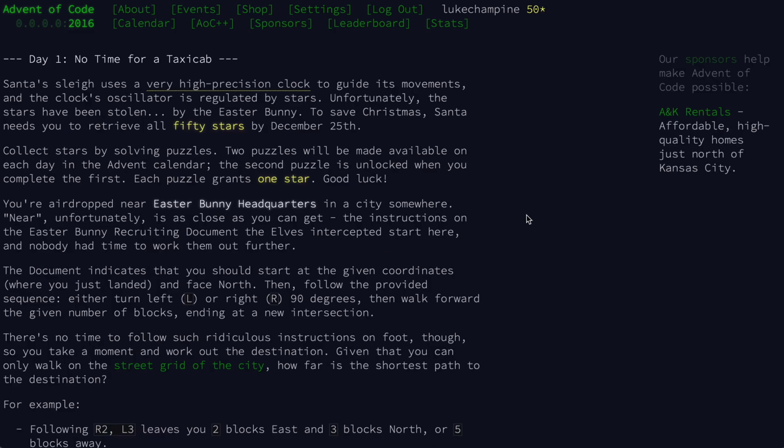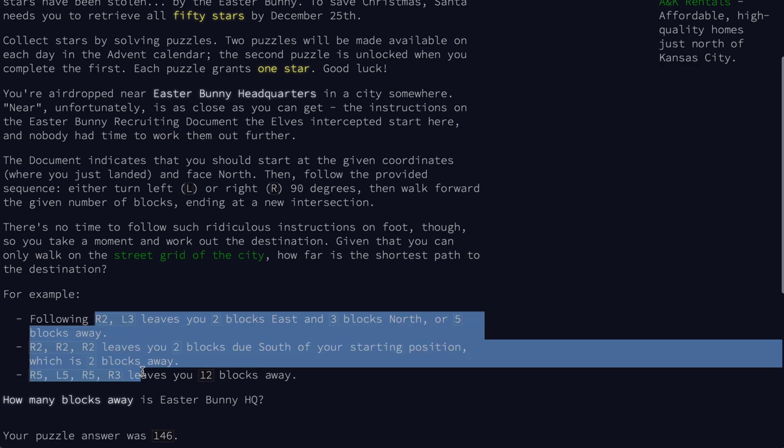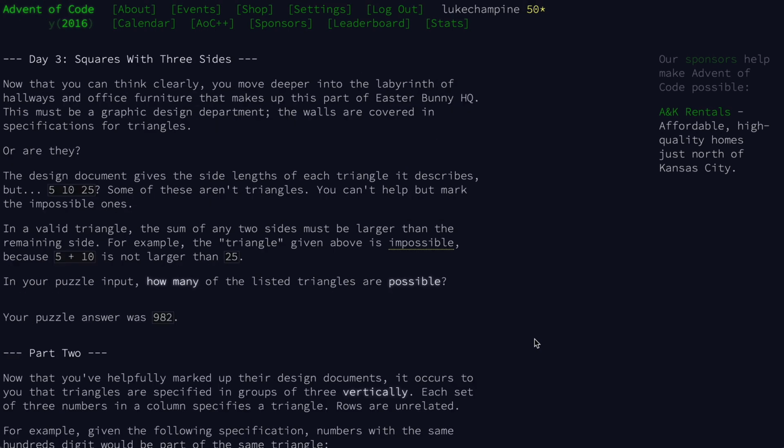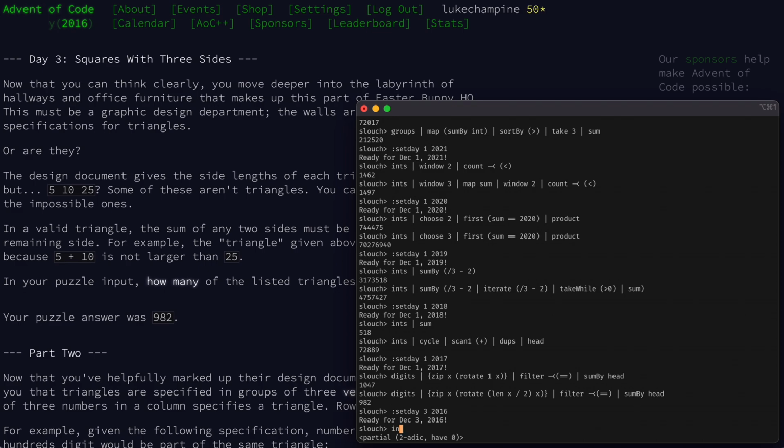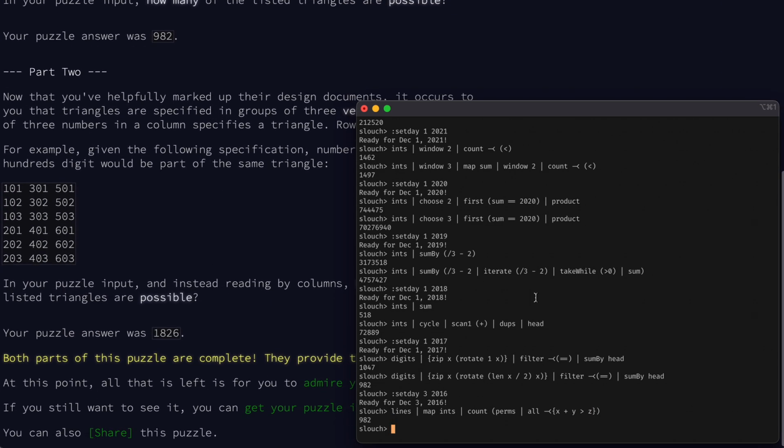Alright, 2016, I lied, I'm not doing day one because it's a big pain. You have to parse things and move around a stateful agent within a grid. So, we're going to do day three instead, which is about triangles. So, day three, 2016. So this one, split into lines and get the triangle for each line, and then it's a triangle if all the permutations have the property that two sides sum together are greater than the other side. And then part two, we just have to wrangle this a bit. So we have to transpose this to get the columns, and then split into three again, and then just apply our same predicate there. X plus y greater than z.